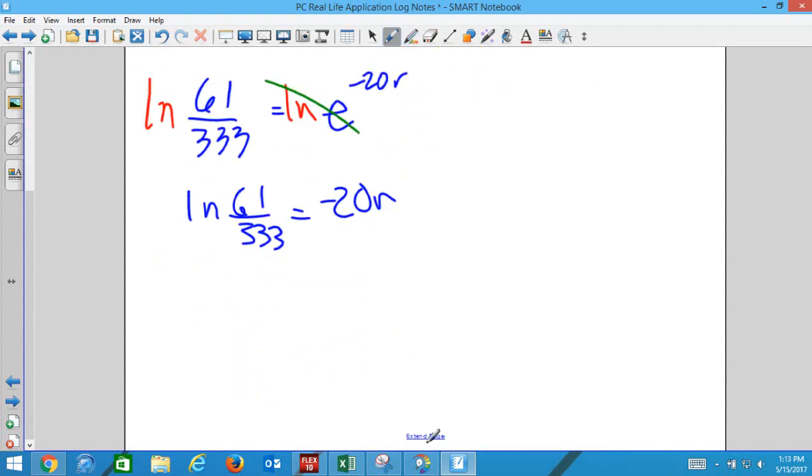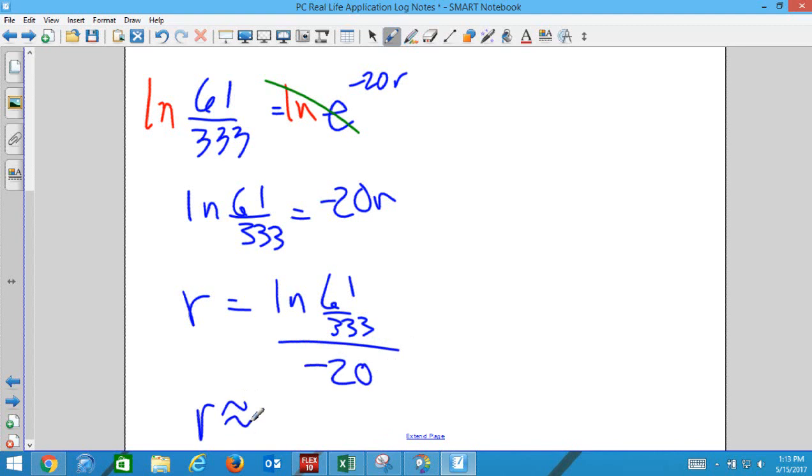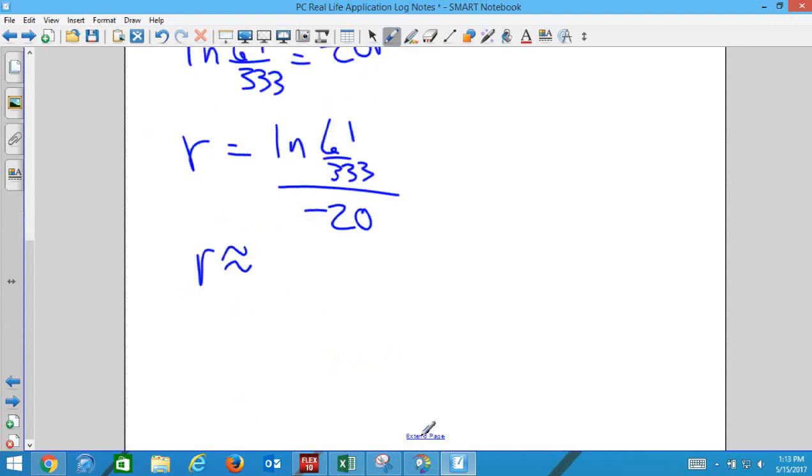So once we divide both sides by negative 20, we're going to have to use our calculator at that point. You're going to get a cooling rate. And you can write down a decimal, but we're not going to use that decimal because we don't want to round it yet. I'm going to do this on my calculator.